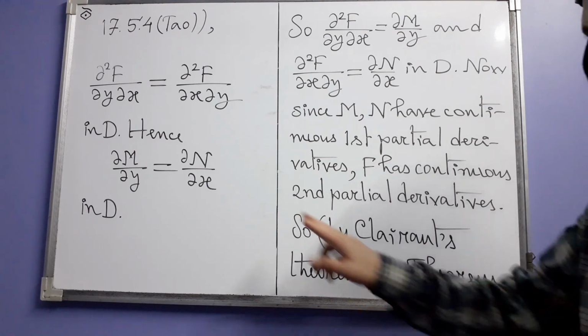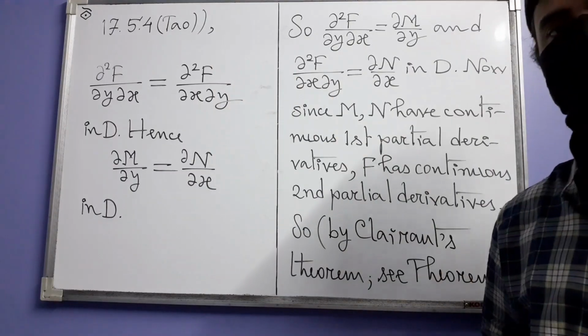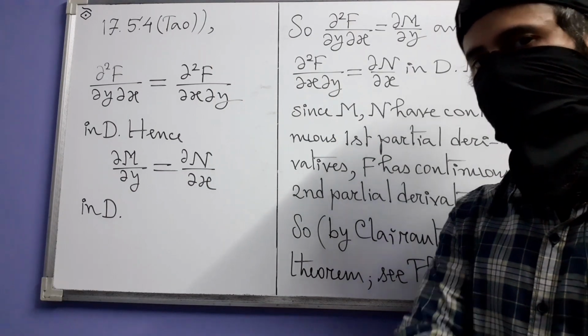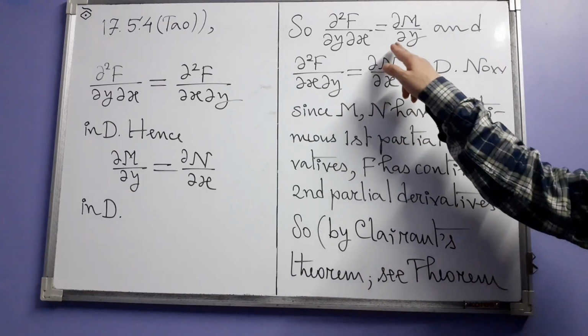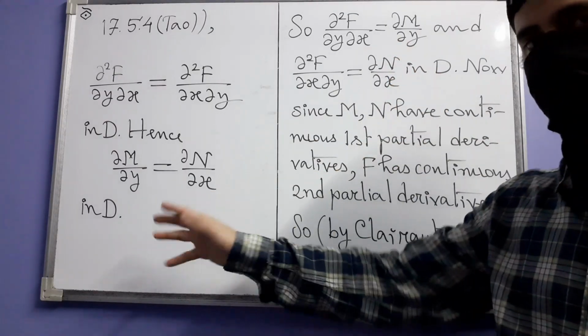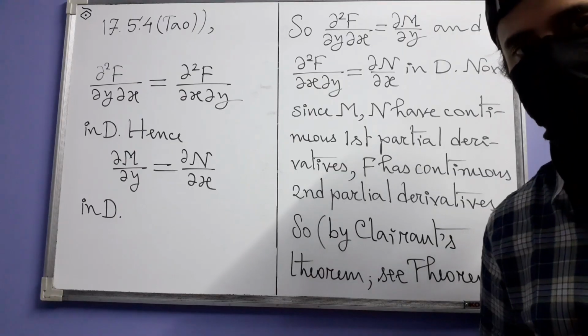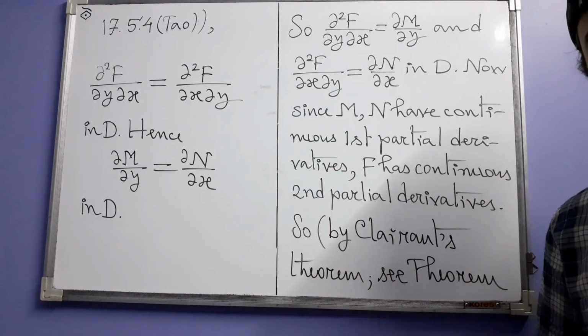So because of that, these two derivatives are equal, the second mixed derivatives of f. And that is why these two are also equal, and that's what we have to show. That is part 1. Now next, let's prove part 2.